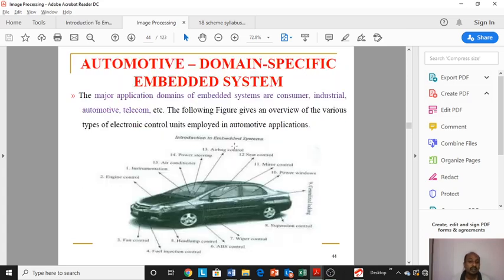Okay, now the next one is the automotive.